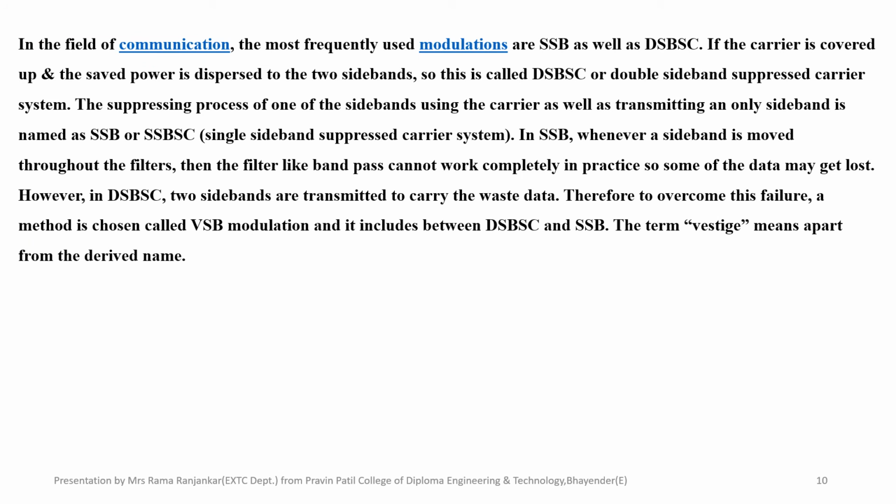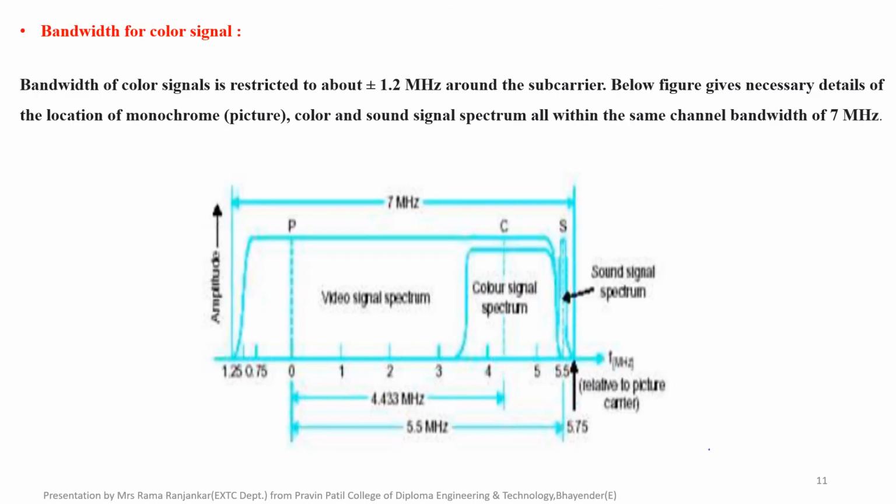In the field of communications, the bandwidth of color signals is restricted to about 1.2 MHz around the subcarrier. The figure below gives the necessary details of the location of monochrome, color and sound band spectrum within the same channel bandwidth of 7 MHz.